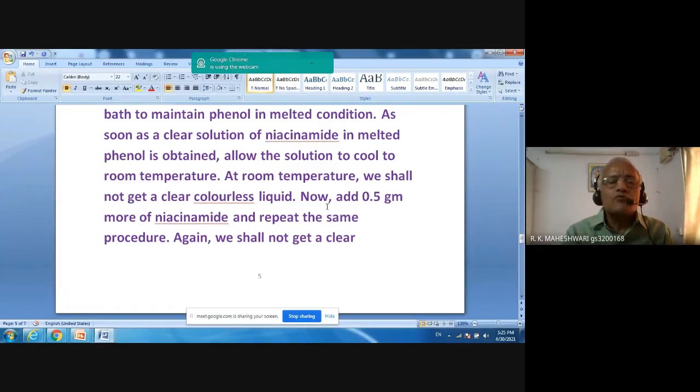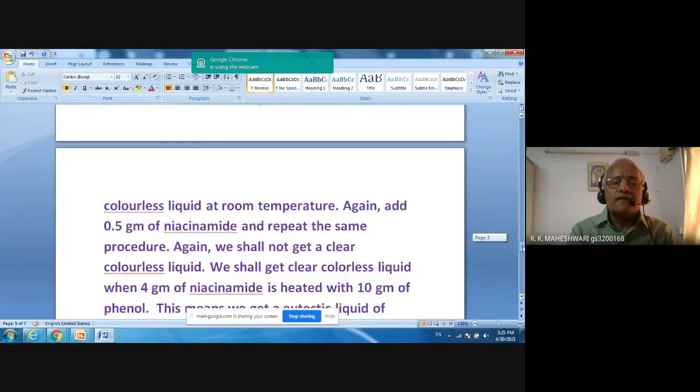Now what do you do? At room temperature we shall get a clear solution. Now add again 0.5 gram more of niacinamide. This total became 1.5 gram of niacinamide to 10 gram of phenol. Again you repeat the same procedure, going on adding 0.5 gram of niacinamide.